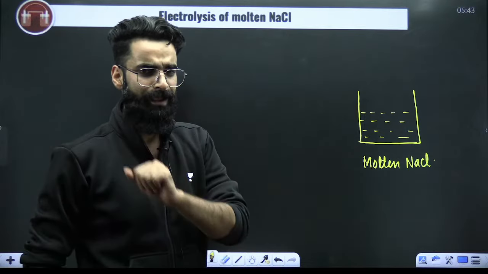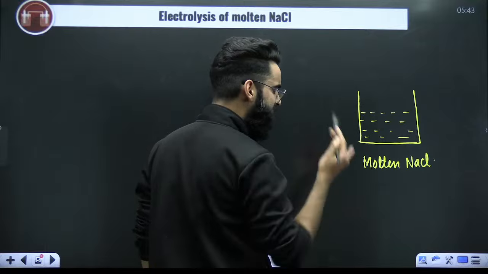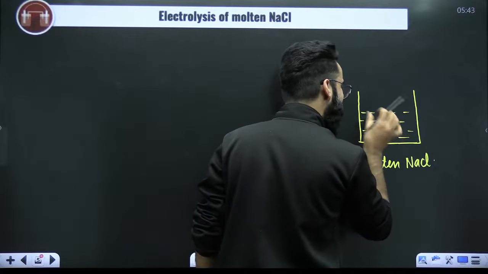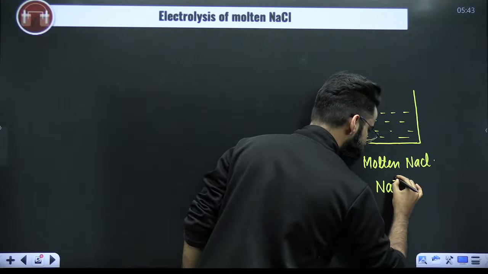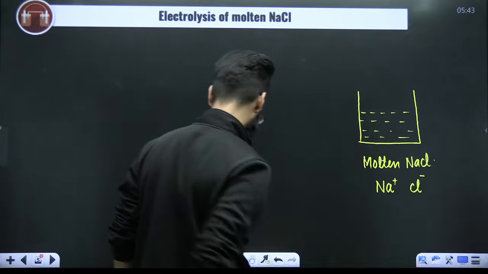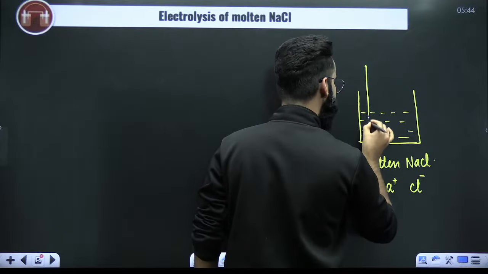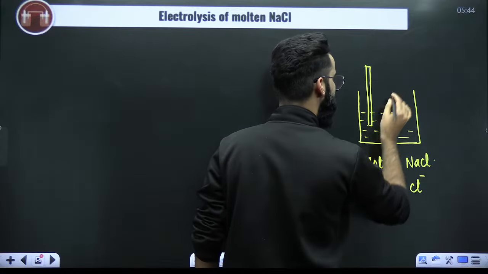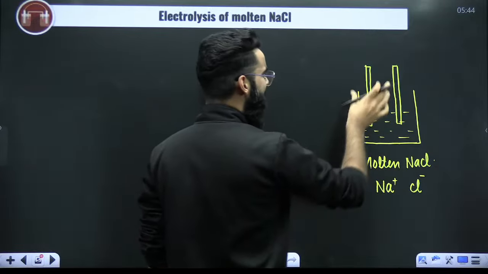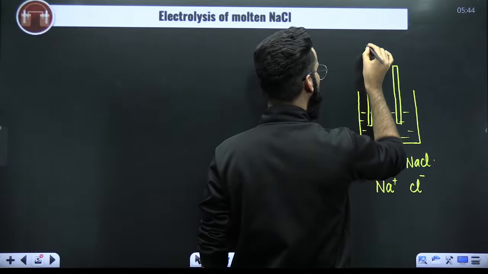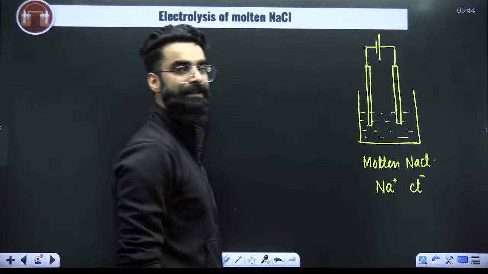Now, my dear students, if there is molten NaCl in the container, how many types of ions will be there? There will be two types of ions. One is Na positive and one is Cl negative. Correct? Now, what exactly shall we be doing? I'll be inserting two rods in this solution, and I'm connecting these two rods with the battery.